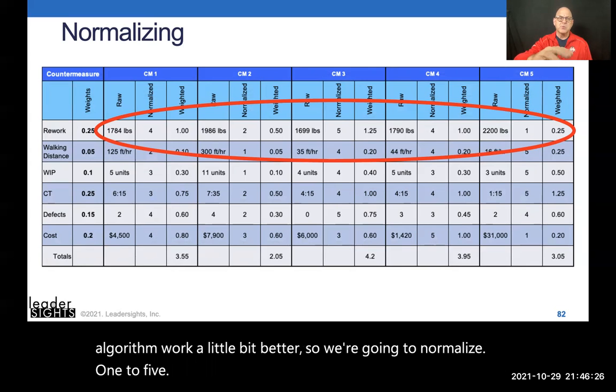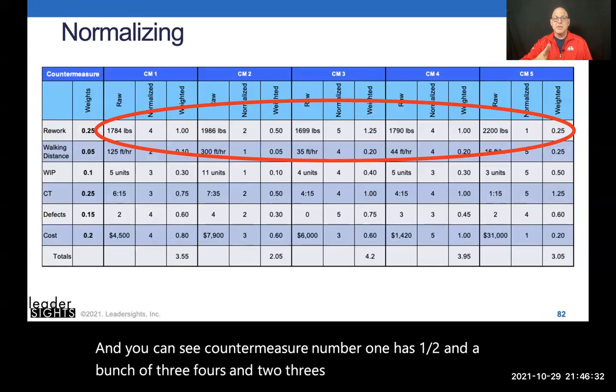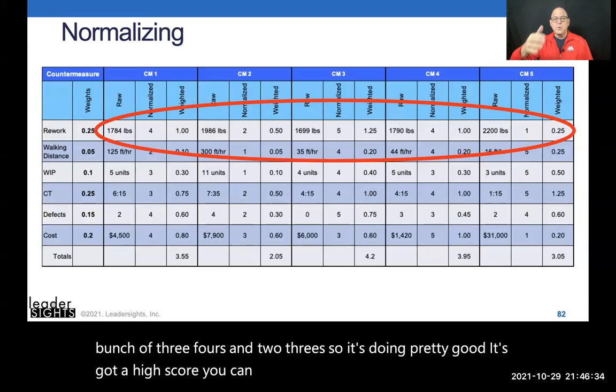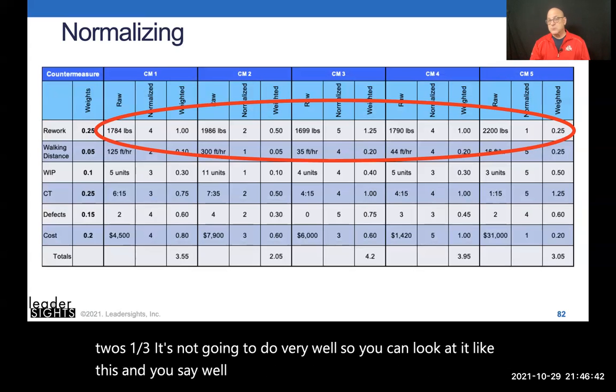And you can see countermeasure number 1 has a 1, a 2, and a bunch of 3s, 4s. So it's doing pretty good. It's got a high score. You can tell countermeasure number 2 with its 1s and 2s, it's not going to do very well. So you can look at it like this and say, okay, this one really looks like it's shaping up to be the best, but we're not done yet.